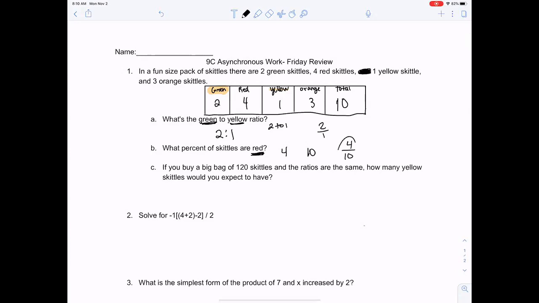But this still doesn't answer what percent. Percent has a percent sign and it's per 100. So I can make this per 100. 10 to 100, I could just cross multiply to find what this top number would be. Our percent. So if I cross multiply, I get 400 equals 10p. Divide by 10, I get p equals 40. So that's 40%. Okay.